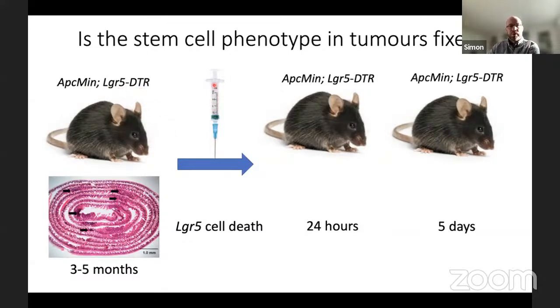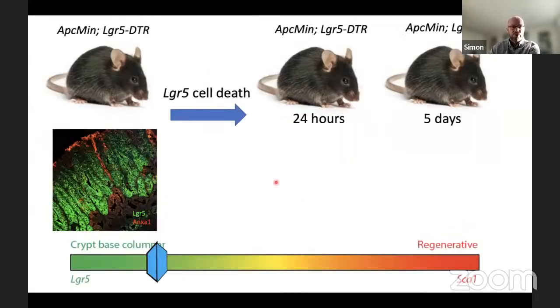In some of those animals, we then activated the diphtheria toxin. We killed all our LGR5 stem cells within the mouse. And then we looked to see what happened to the stem cell phenotype of the tumors over 24 hours and 5 days. And what we saw was really interesting. When you take the APC min tumors, as we saw before, they're very strongly enriched for LGR5, with very low levels of regenerative stem cells.